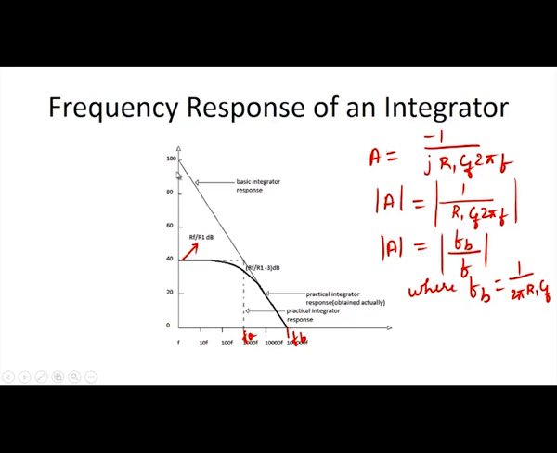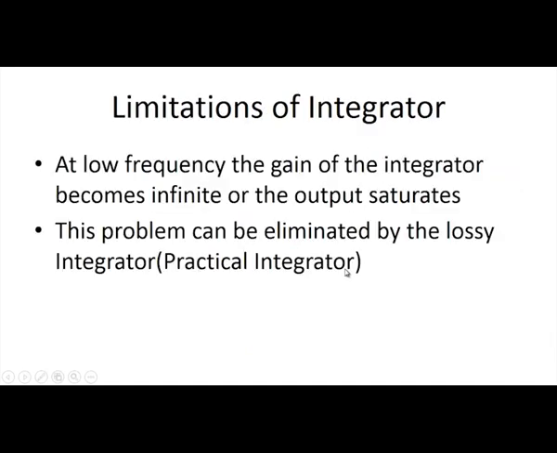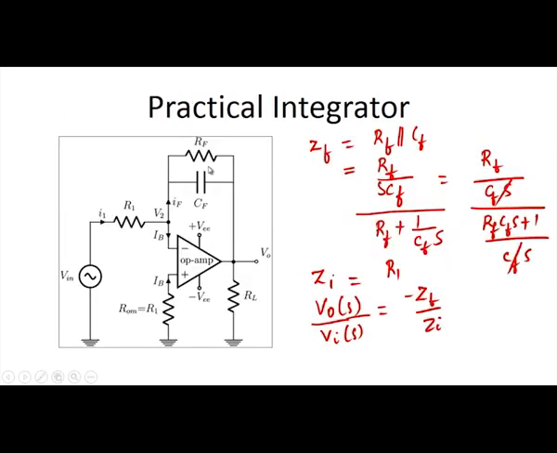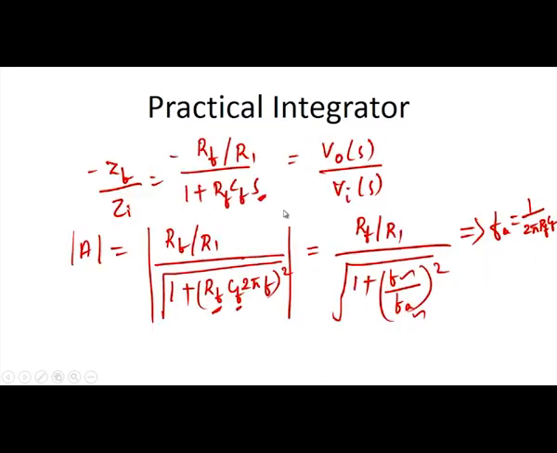Since we want to make this saturated value a numerical value, you go for a practical integrator, and that is otherwise known as a lossy integrator, because these two passive components RF and CF connected in parallel behave like a practical capacitor which dissipates power. So, it is otherwise known as a lossy integrator. This circuit gives you a gain as this equation, RF by R1 divided by root of 1 plus F by FA squared.